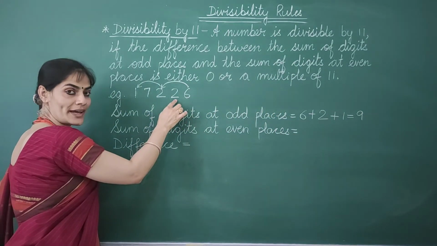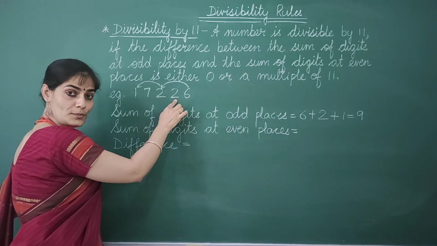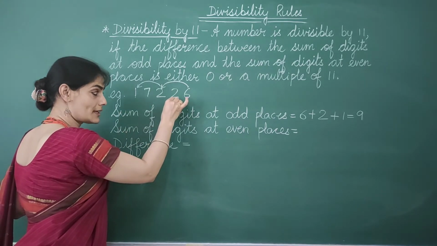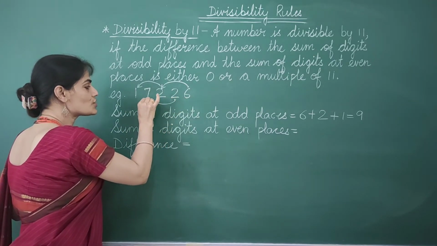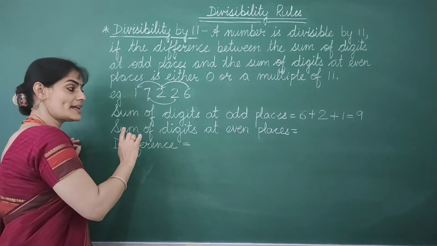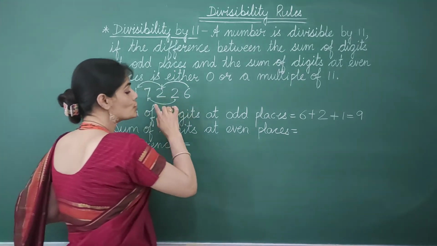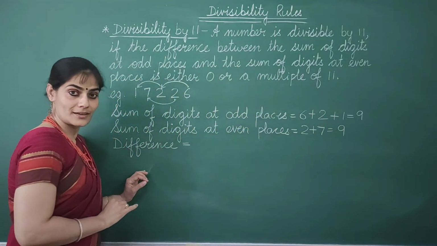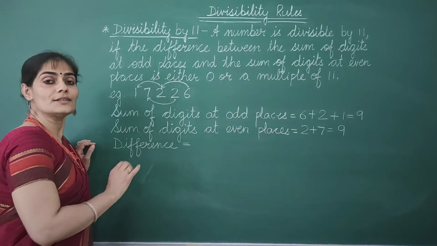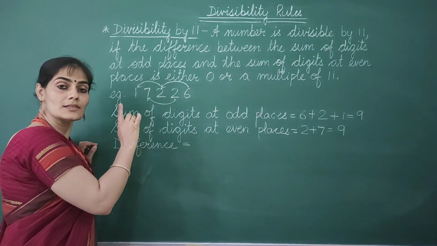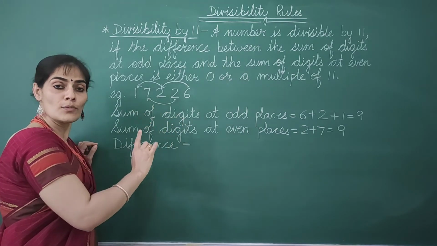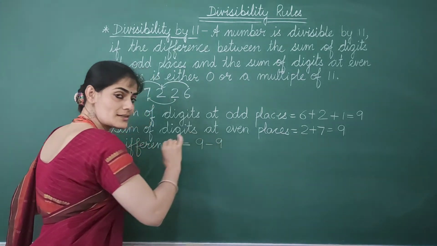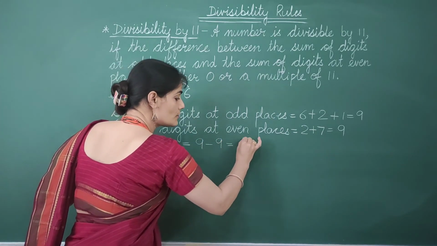Now we are going to find the sum of digits at even places. This is the second digit, the digit at second place, and this is the digit at fourth place. So let's find the sum of these digits. 2 plus 7, which is equal to 9. Now we are going to find the difference between the sum of odd places and the sum of digits at even places. So I write here 9 minus 9. It is equal to 0.